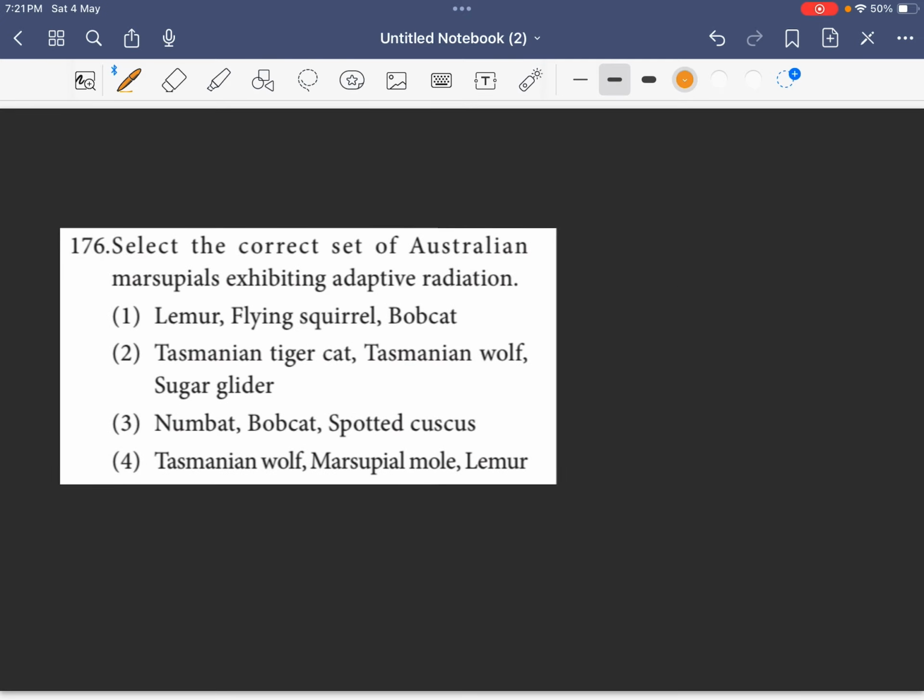Select the correct set of Australian marsupials exhibiting adaptive radiation. Of course, it is Tasmanian tiger cat, Tasmanian wolf, and sugar glider, isn't it? So your answer is 2.